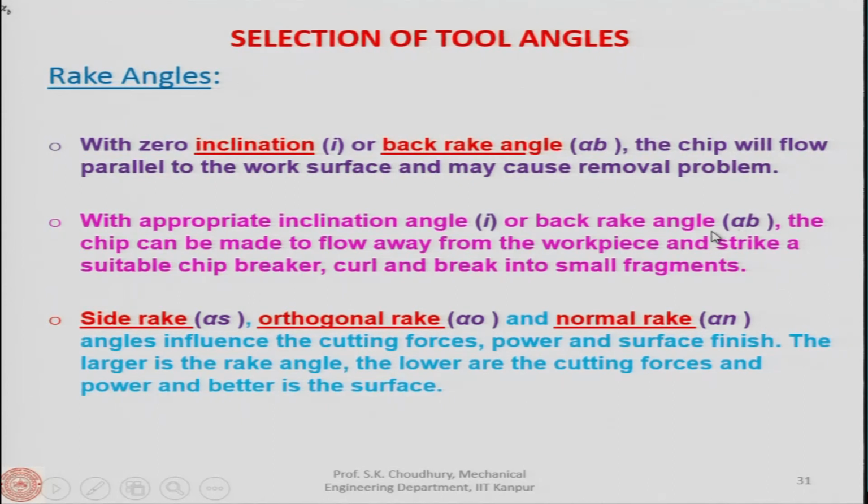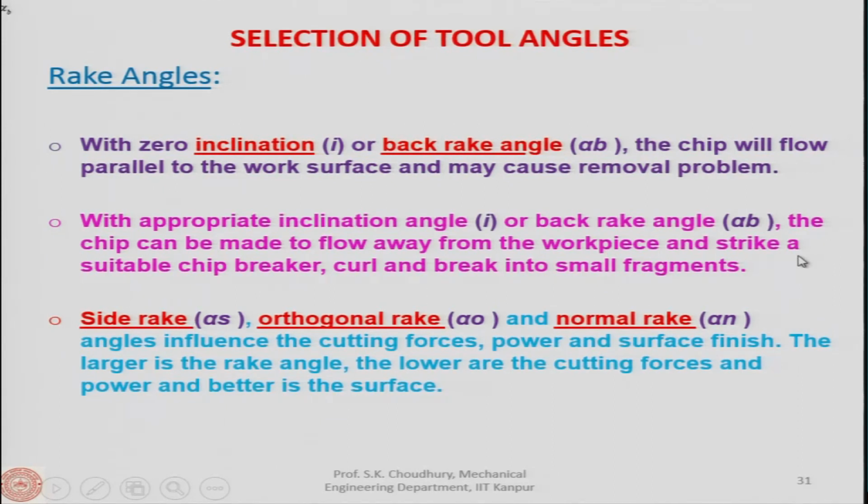Right now we are talking qualitatively, not quantitatively. How much value, that we will discuss later. Right now we are saying that there should be some angle, because if the inclination angle is 0, there will be a problem with the chip flow. In that case, the chip can be made to flow away from the workpiece and strike a suitable chip breaker, curl and break into small fragments. That is when you have some value of the inclination angle and some value of alpha b.